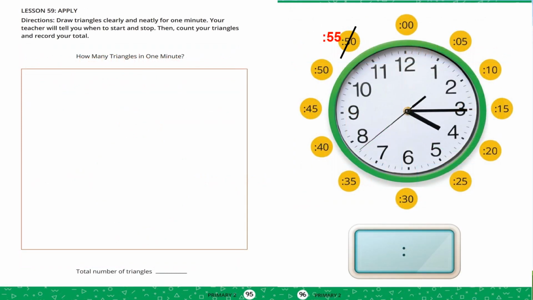Page 95 and 96. You can solve page 95. The next page, we have analog clock here, and we wanted to write it in digital form. Then we know that there is a colon in the middle, hours in left, and minutes in right. Then the short hand on 4, so we will write 4 in hours. The long hand on 3. 3 tells me 5, 10, 15. Then write 15 in minutes.